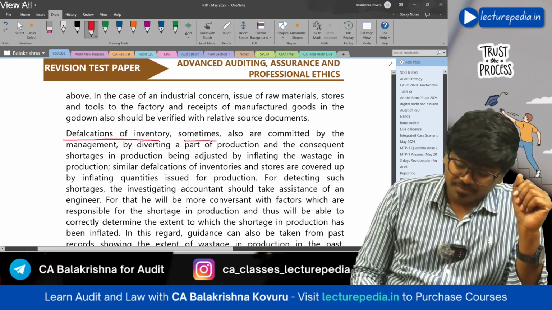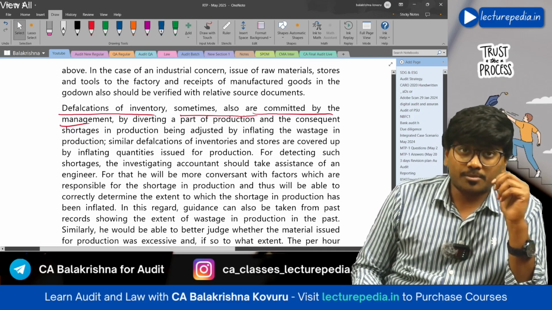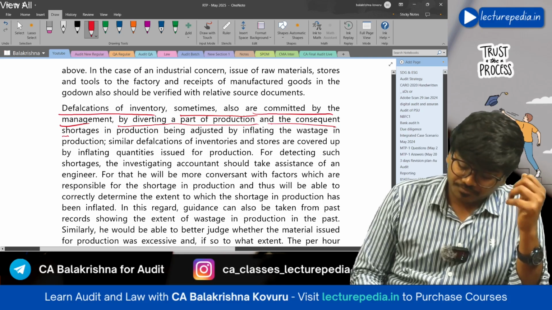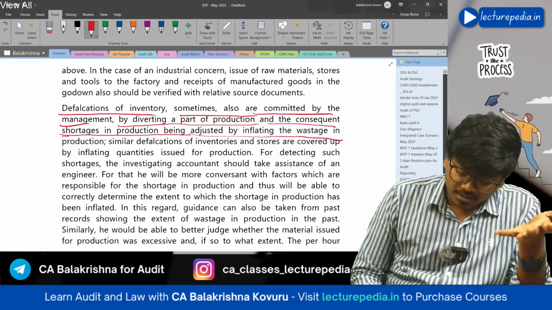Defalcation of inventory is sometimes also committed by management. Management can commit defalcation of inventory by diverting part of production, with the consequent shortages in production being adjusted by inflating the wastage in production.